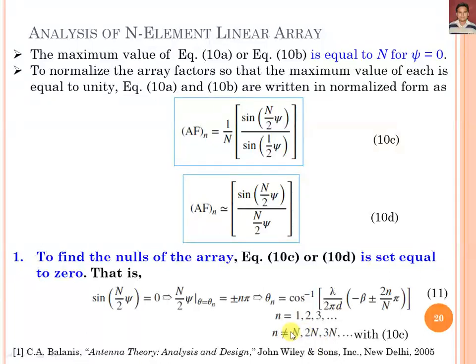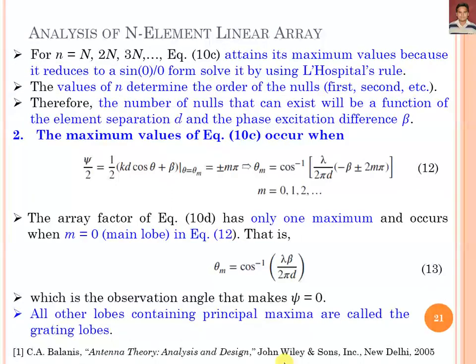If n is equal to N, twice of N, and so on, then the array factor attains its maximum value because it reduces to the sin 0 upon 0 form. So the small n determines the order of the nulls, first order and second order, and this is important when we are calculating the nulls of the first, second and third order and for the Nth order.